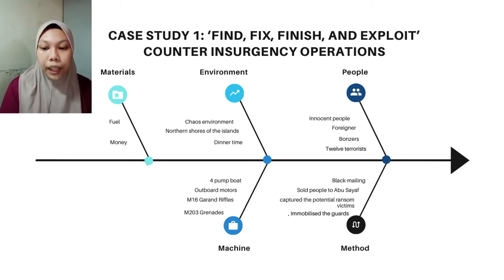Next, people. This incident includes 12 terrorists on board. The terrorists aim at foreigners and innocent people as collateral for ransom.